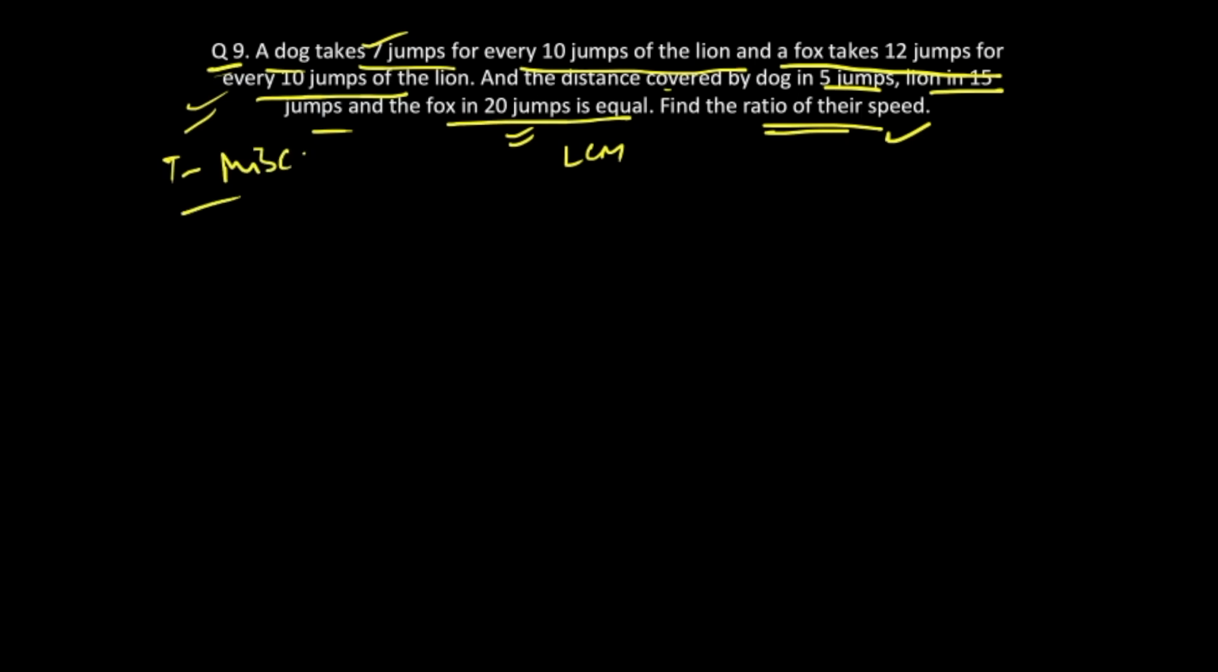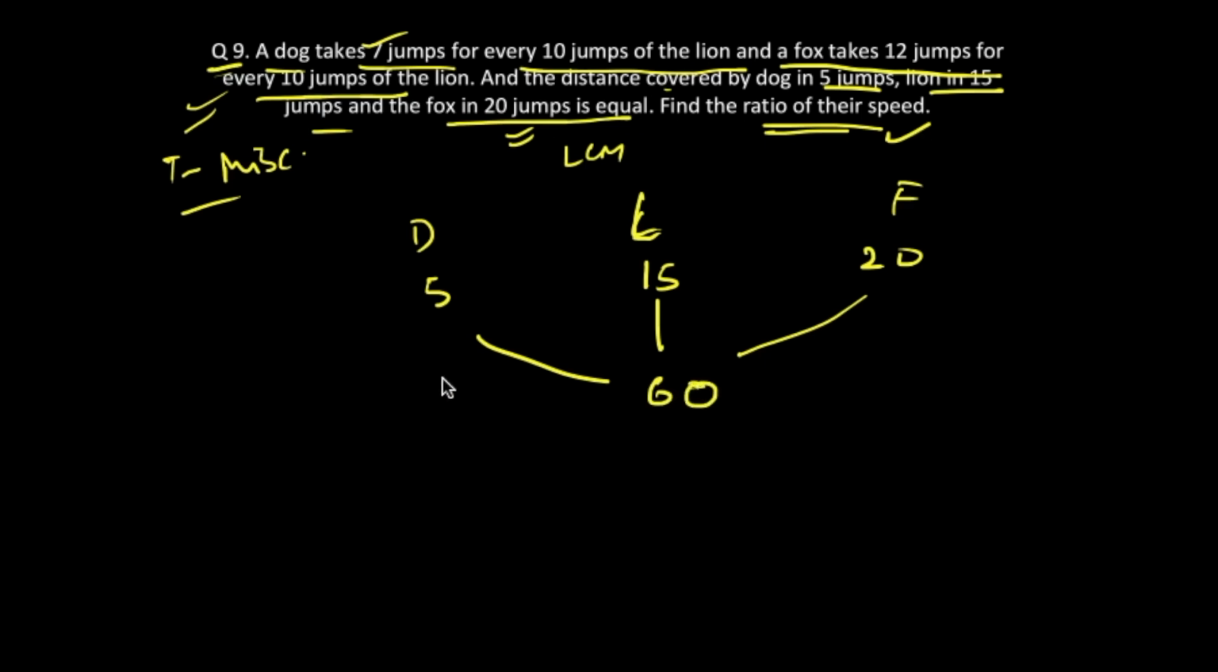Okay, so this is given to us that what the dog does in 5 jumps, the lion is doing in 15 jumps and the fox is doing in 20 jumps. So we'll take an LCM of these three, and once you do that you will find out that the LCM is 60. So you divide this 60 by all these numbers.